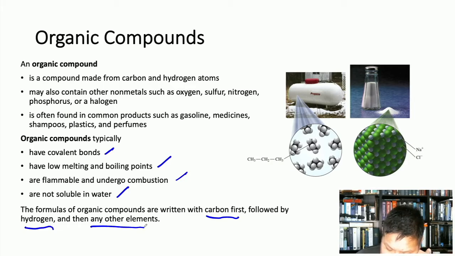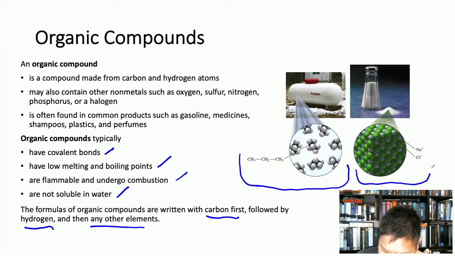So over here is just a comparison between an organic compound and an inorganic compound, right? So the organic compound is the CH3, CH2, CH3. That's actually the formula or the structure for propane.